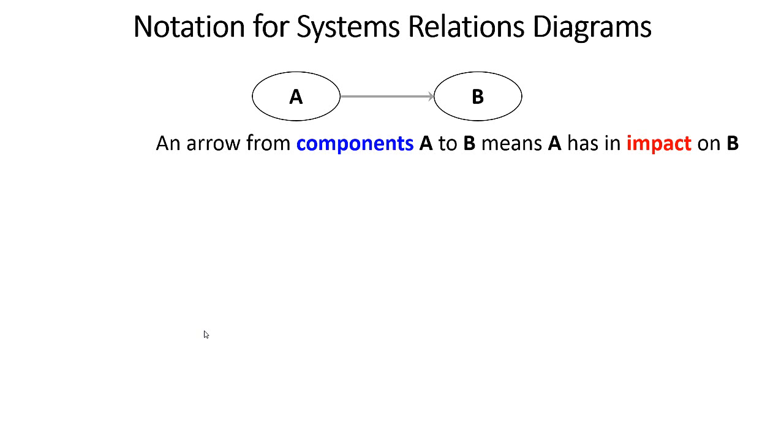So in order to work with systems relations diagrams, we need to set the stage and set the table for the type of notation that we're going to use in order to obtain any sense of meaning out of these system relation diagrams. So we talk about components and relations. Here we see two components, and we have an arrow going from component A to B. What the arrow means is that A has an impact on B because it's pointing in the direction of B.